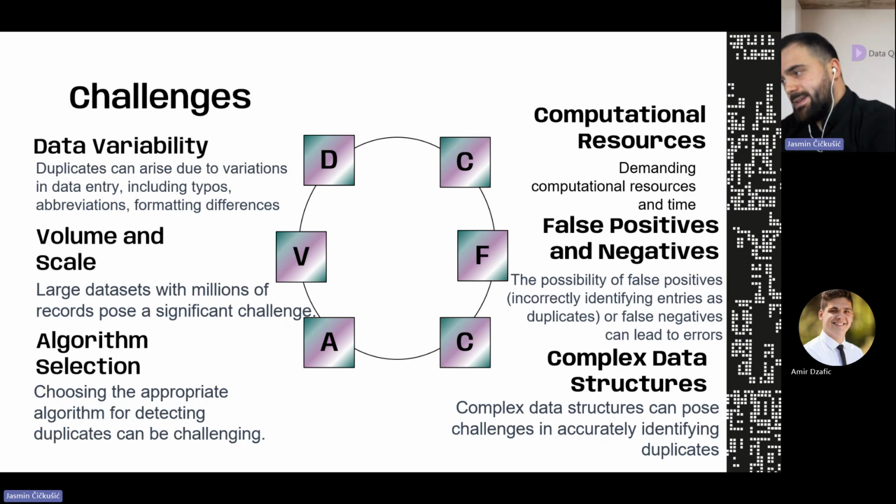False positives and negatives. Basically, what can be a challenge is incorrectly identifying entries as duplicates, or false negatives, which means failing to recognize duplicates in the system. All that can lead to an error. And complex data structures. I mentioned this. Data is basically getting much more complex.